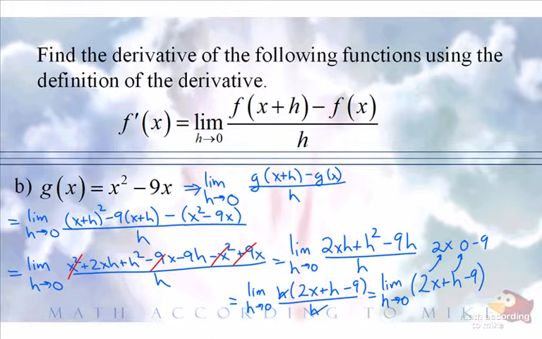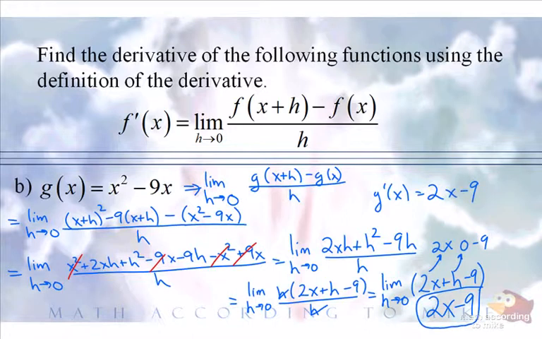So what's our answer? 2x minus 9. So we just found g prime of x is 2x minus 9. Is that okay? Okay. We're going to use that result for part C.